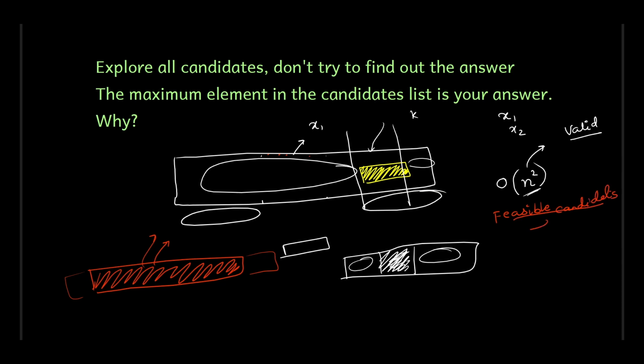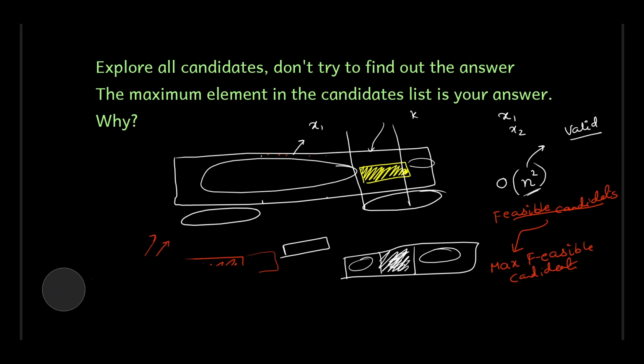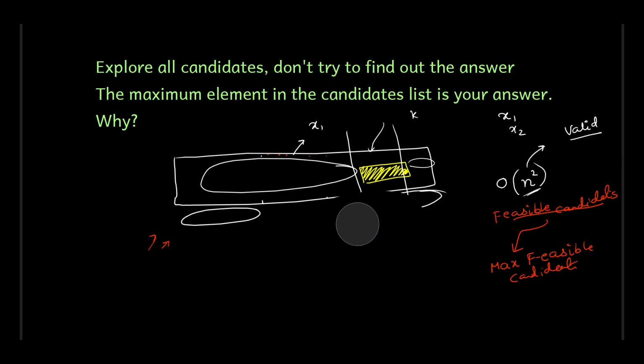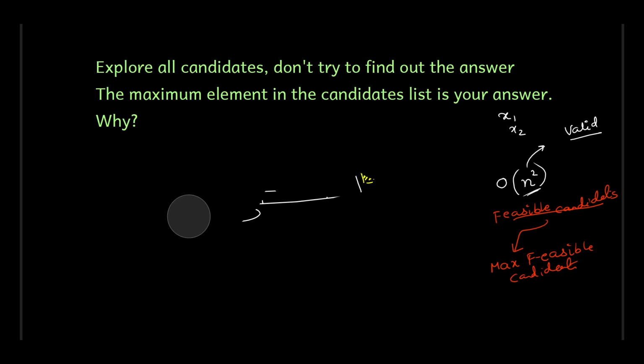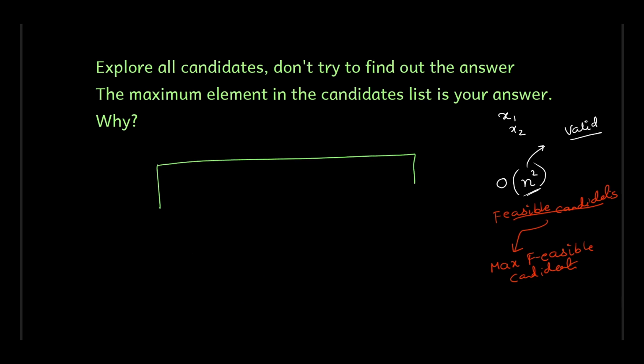Now my claim is that the maximum feasible candidate is your answer that you are looking for. Maximum feasible candidate. Now let's see why this is true. Why this statement is true, that once you have collected your feasible candidates, whatever the maximum is from those, they will be your answer. So first of all, let's consider the original split again. And let's say this is the split.